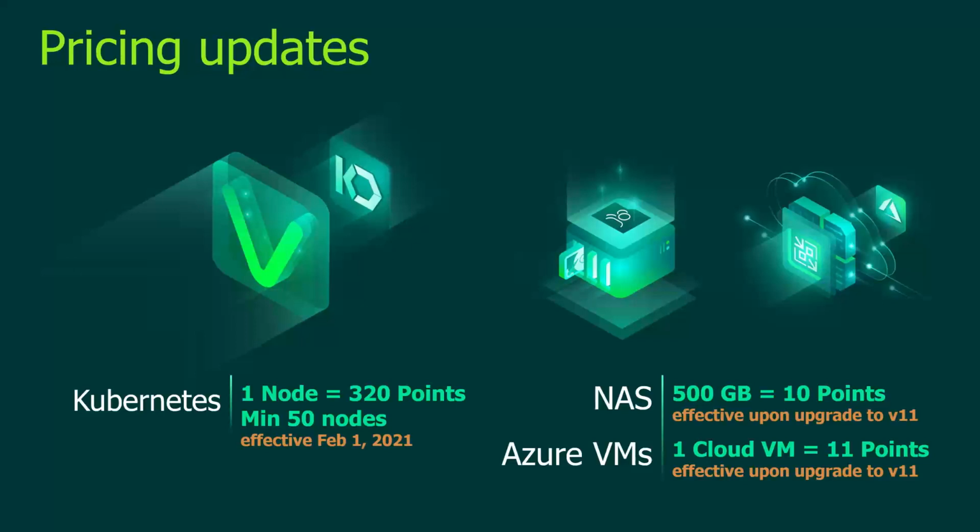We also made changes to NAS backup. When you upgrade to v11, NAS backup will be licensed at a much more valuable consumption rate, 500 gigs for 10 rental points. Previously, we had 250 gigs for 10 points. And finally, together with version 11 release, we are making Veeam for Azure available to VCSPs. Azure will be included into the rental price list and will consume Cloud VM at 11 points. Please contact your local Veeam sales rep with pricing or product questions.